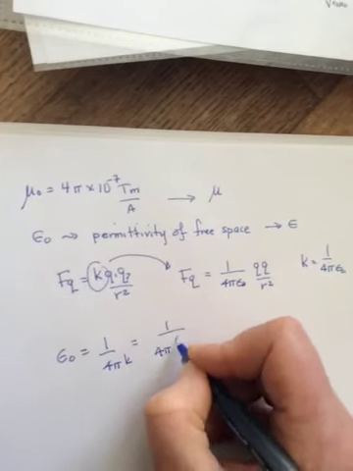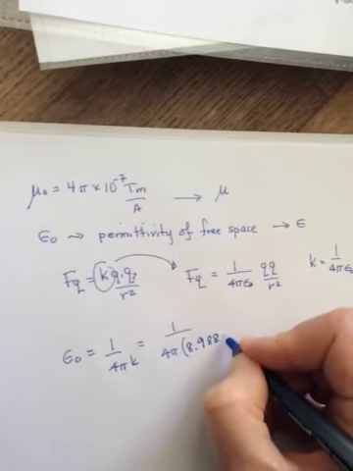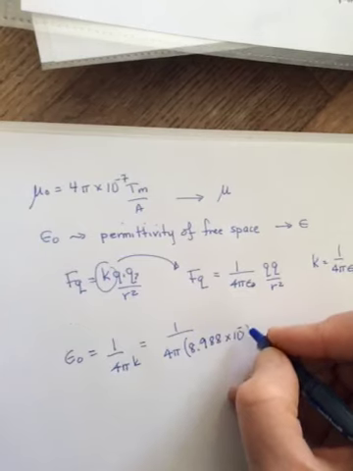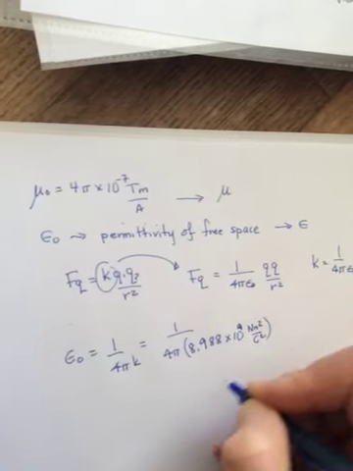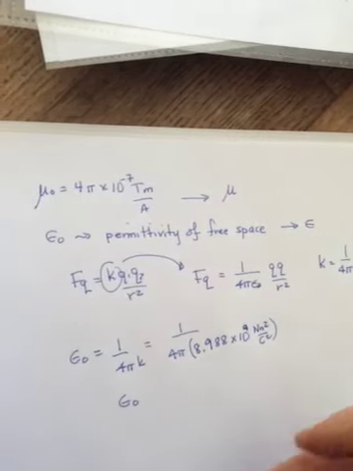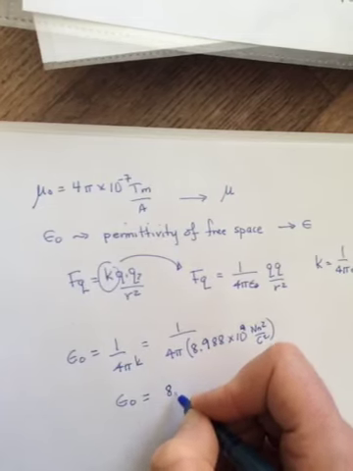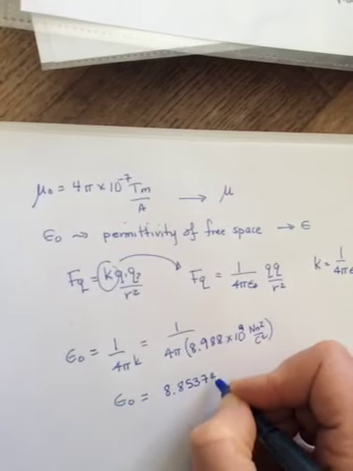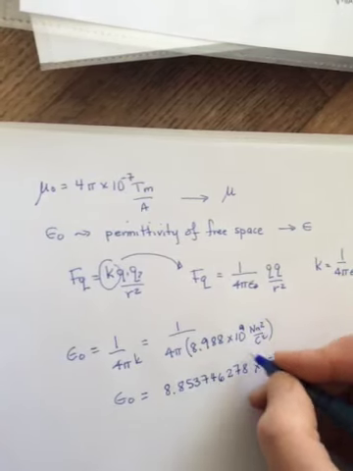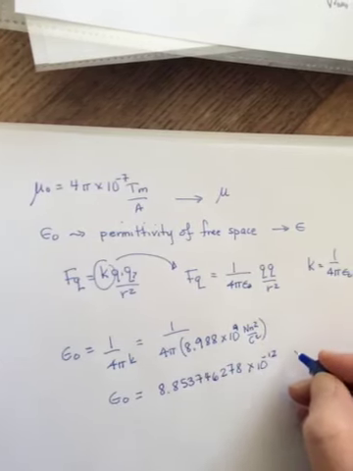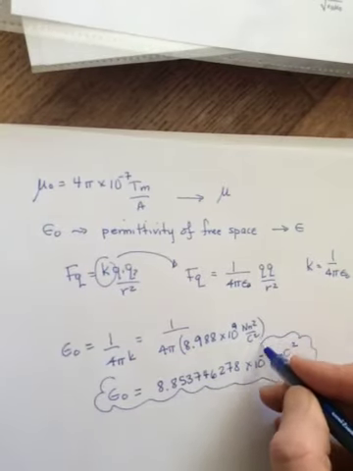So 1 over 4 pi, and the real value for K, we used it rounded in physics, but the real value is 8.988 times 10 to the ninth, and it's the positive 9, not the negative 9, and its units are Newton meters squared per Coulomb squared. If you type this in your calculator, take a second and do it. You could pause me. All right, did you do it? If you did, you should have gotten 8.853746278 times 10 to the negative 12. And the units will just be the Newton meter squared per Coulomb squared flipped, so Coulomb squared over Newton meter squared. Okay, so this is the value for epsilon O.